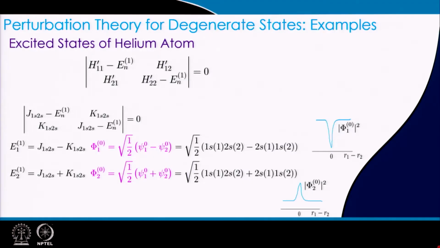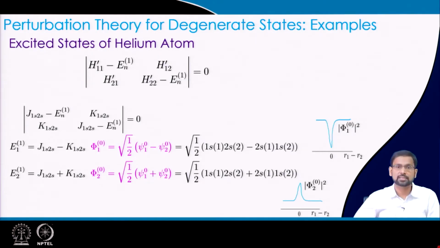Just to refresh your memory, for helium atom's excited states, we formulated an 8 by 8 problem because we saw that the unperturbed system had 8-fold degeneracy. That means we could design 8 different functions which corresponded to the same energy value. But when we looked at the secular determinant of order 8, we realized that it had many matrix elements as 0, so it got converted to 4 different blocks, each block having a 2 by 2 matrix.